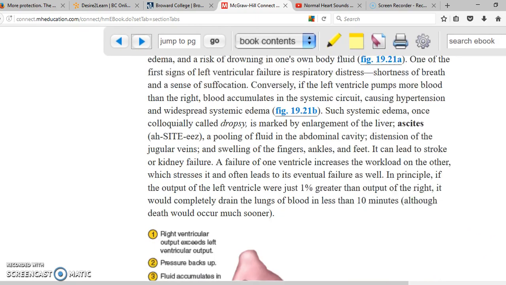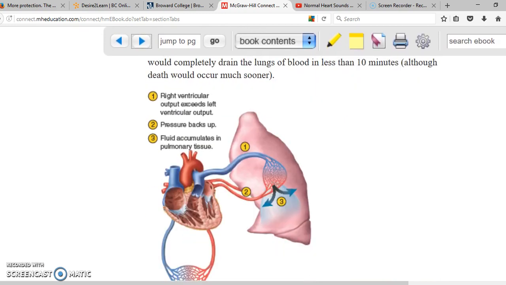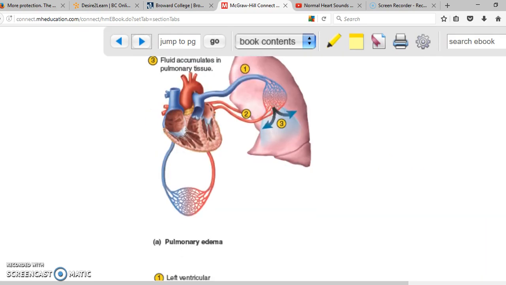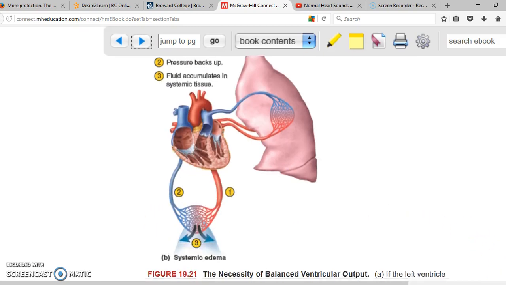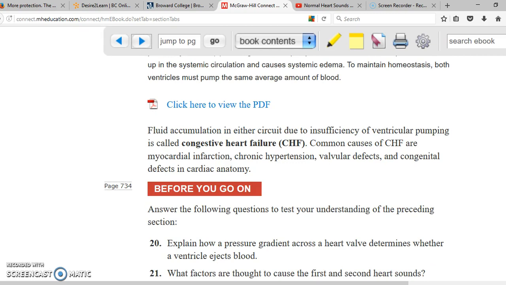If you keep scrolling down, in here it's just explaining what I was telling you. If right ventricle output is more than left ventricle output, you start accumulating fluid in the lungs. And down here, if the left ventricle output is higher than the right ventricle, then the fluid accumulates in your body. Okay. So then if you keep scrolling down, let me see. That's obviously going to be called congestive heart failure, and that's about it. Nothing else for this.